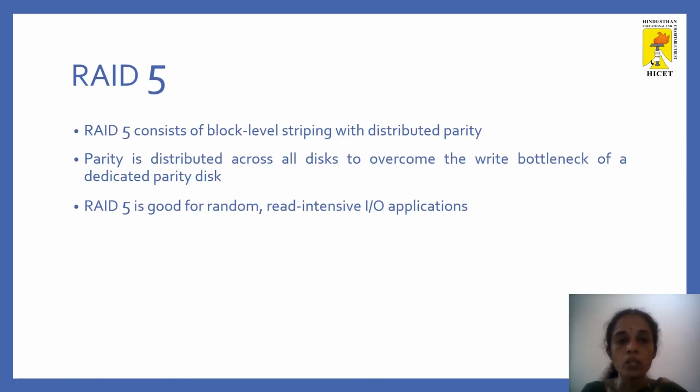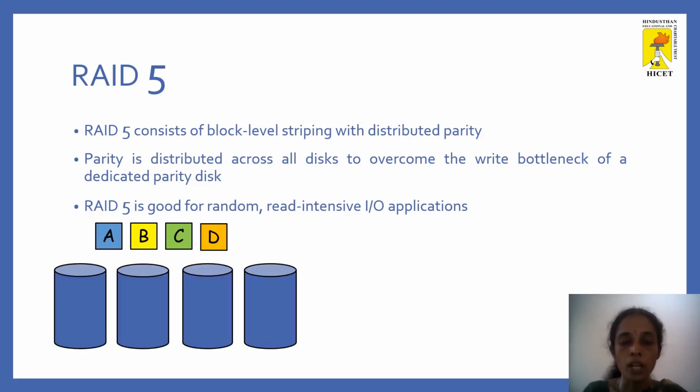RAID 5 consists of block level striping with distributed parity, whereas in RAID 3 and RAID 4 you have a dedicated parity disk, but in RAID 5 parity is distributed across all the disks in order to overcome the bottleneck of a dedicated parity disk. RAID 5 is good for random read intensive IO applications. So you have the data and you have the disks. For A, block level striping is done and parity is calculated, and it will be stored in the disk.